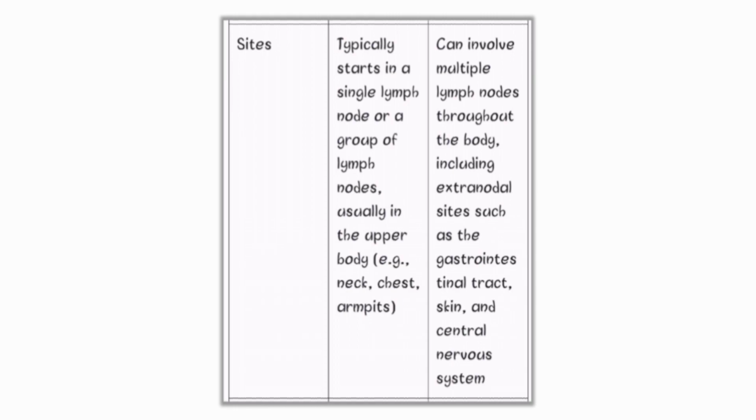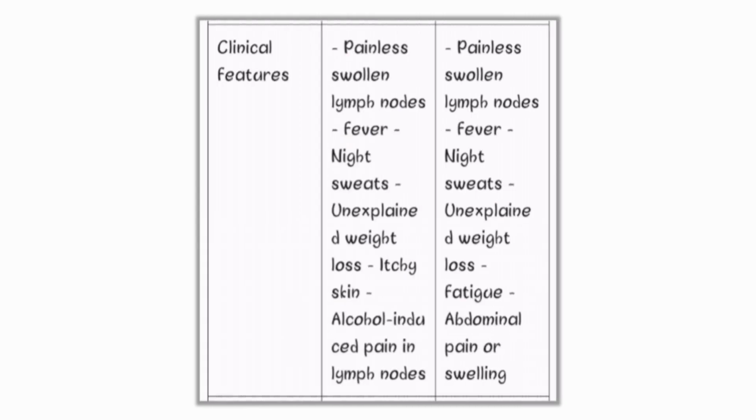Non-Hodgkin's lymphoma can affect multiple lymph nodes throughout the body, and can also involve extranodal sites such as the gastrointestinal tract and skin. Now let's talk about clinical features. Both types of lymphoma share common symptoms like painless swollen lymph nodes, fever, night sweats, and unexplained weight loss. However, Hodgkin's lymphoma may present with unique features like itchy skin and alcohol-induced pain in lymph nodes. So now in the Hodgkin's, the common presentation is swollen lymph nodes in the neck, while in the non-Hodgkin's lymphoma, there are swollen lymph nodes in the neck, liver, and spleen.